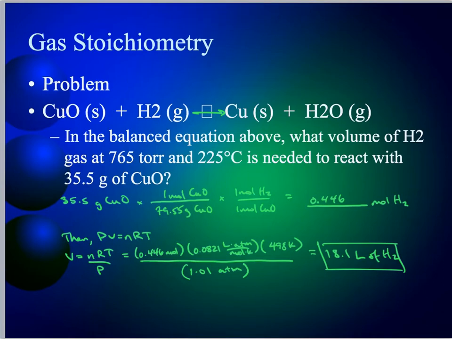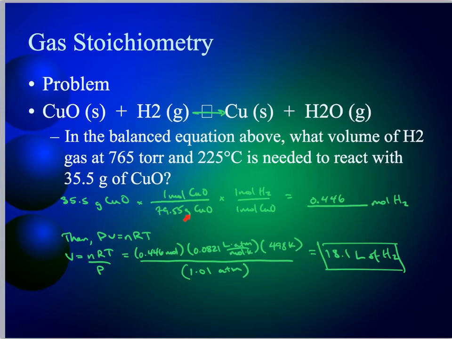So here's a sample problem. It says, in the balanced equation above, what volume of hydrogen gas at 765 torr and 225 degrees Celsius is needed to react with 35.5 grams of copper(II) oxide, CuO. So we're going to start this one with the stoichiometry side of things. We know we're going to react this much copper(II) oxide, 35.5 grams of it. So the first step is to divide by the molar mass here, which is 79.55.